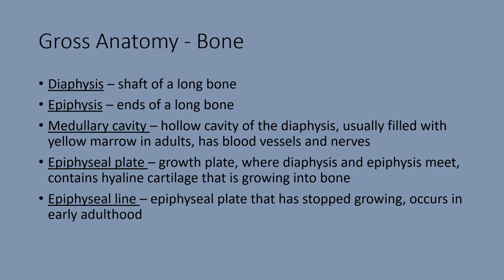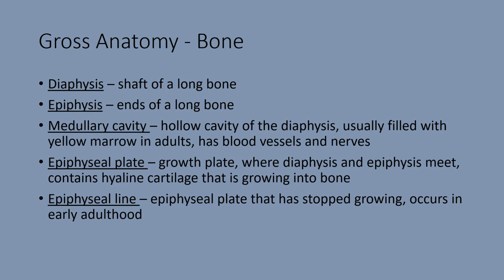When we look at the gross anatomy of the bone, typically what we will look at is a long bone, because the long bone tends to have all of these different features in it. And once again, there's going to be vocabulary that you need to know. The shaft of a long bone, that middle portion of it, is known as the diaphysis. The epiphysis is the end of the long bone.